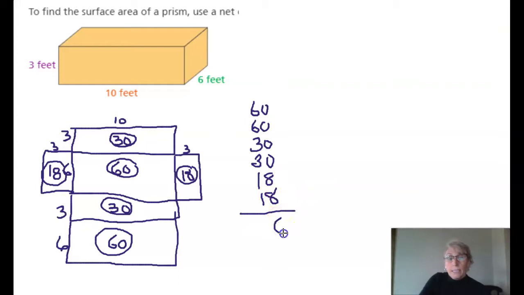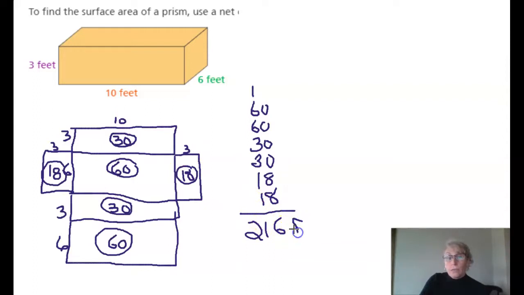8 and 8 is 16. Carry my 1. I got 12, 13, 16, 17, 18, 19, 20, 21. I have 216. I'm just going to double check. 60 and 60 is 120. Plus another 30 and 30 gives me 180, 190, 200, and the 8 and 8, 16. So 216. And its area, so we label it square feet or feet squared.